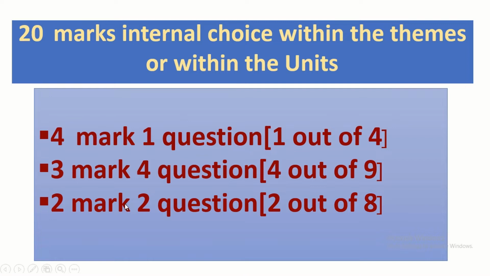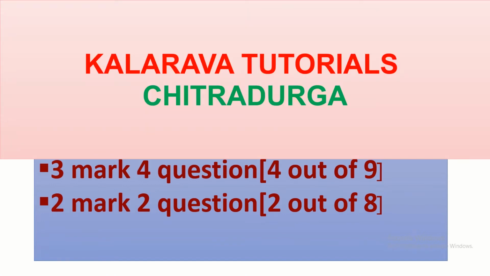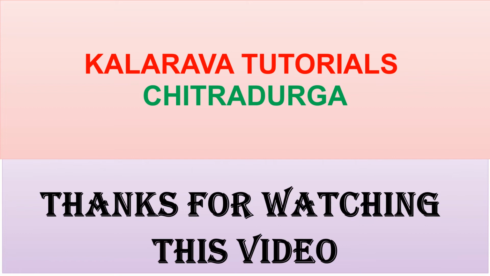And there are internal choice questions among the 2 marks questions. There are totally 8 questions of 2 marks. Out of those, 2 questions are for internal choice. So these are the internal choice questions given in the mathematics question paper you have to appear for in April 2023. So this is the distribution of the marks between the themes and also in the units we have to observe. So thank you for watching.